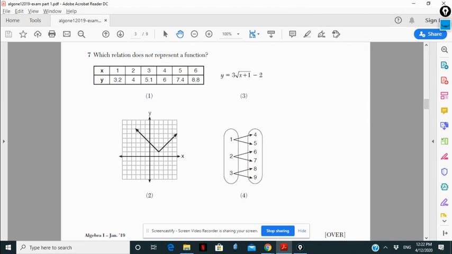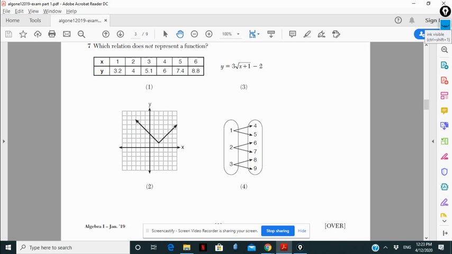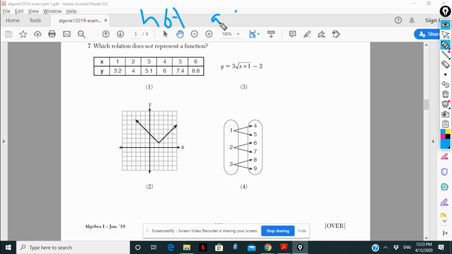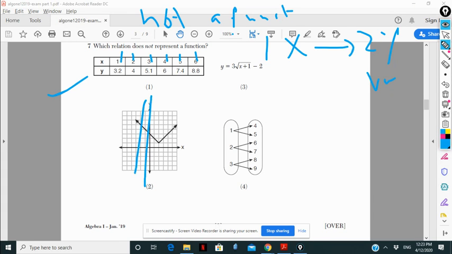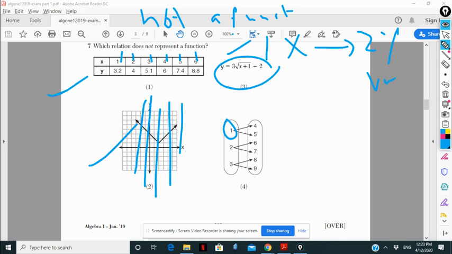Question number 7. Which relation doesn't represent a function? Which doesn't represent a function, so it's not a function when one x has 2 y values. So I'm looking for a repeating x. Here I don't have any repeating x, so that's a function. If I do a vertical line test, that's a function. Here, this is already a function, but if you're looking here, every x has 2 values for y, so the answer is number 4.